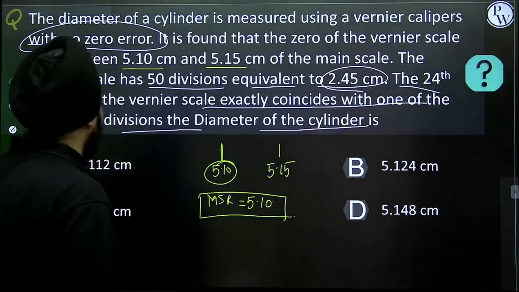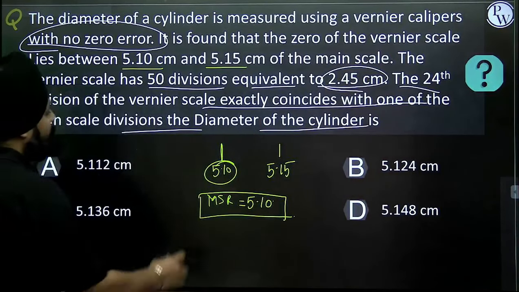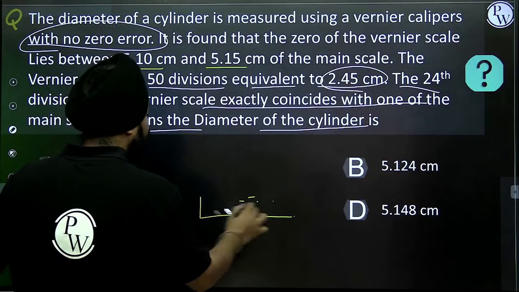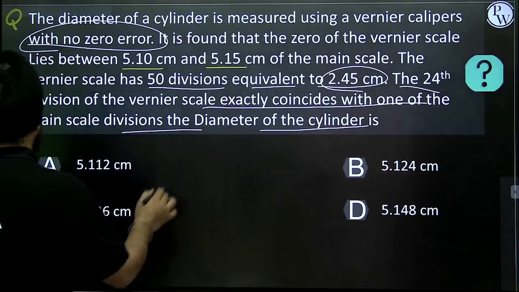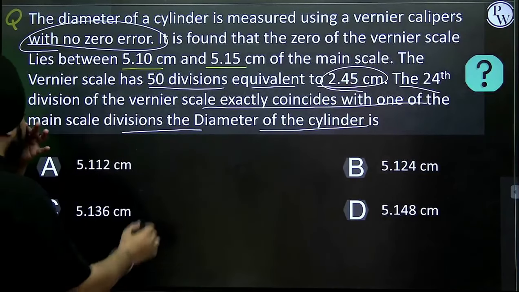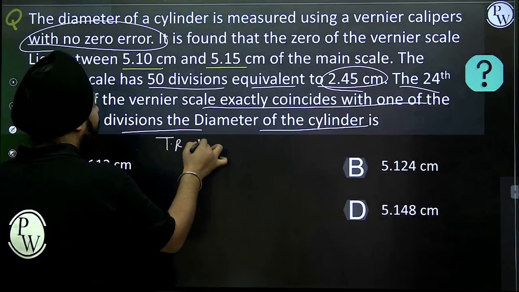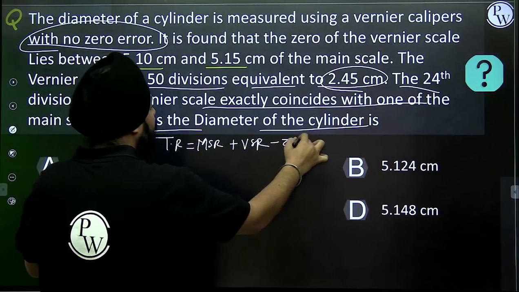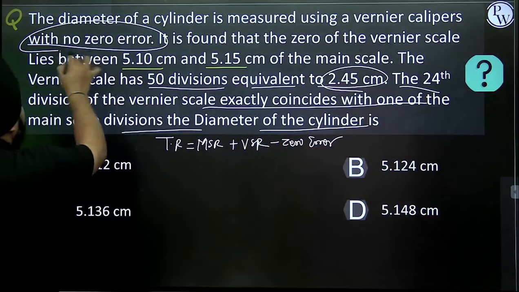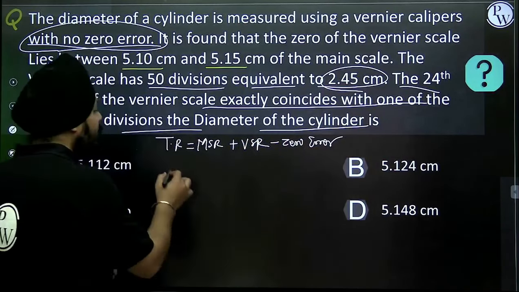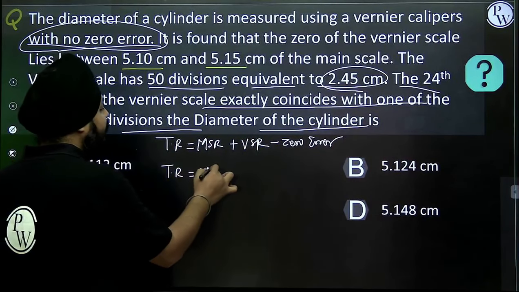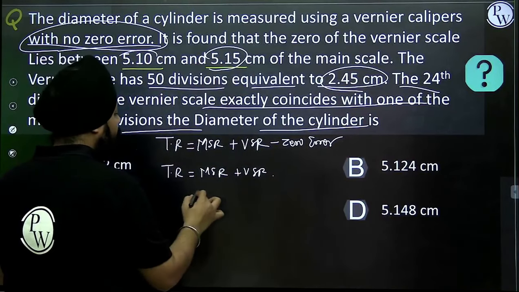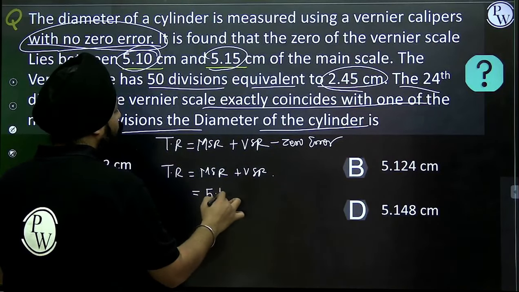First of all, I want to tell you all, what is the actual formula of the total reading? We are not aware of the least count, first of all. The total reading is equal to MSR plus Vernier scale reading minus zero error. This is the actual formula we are using, but here there is no zero error. So total reading equals MSR plus VSR, and the MSR we got is 5.10.